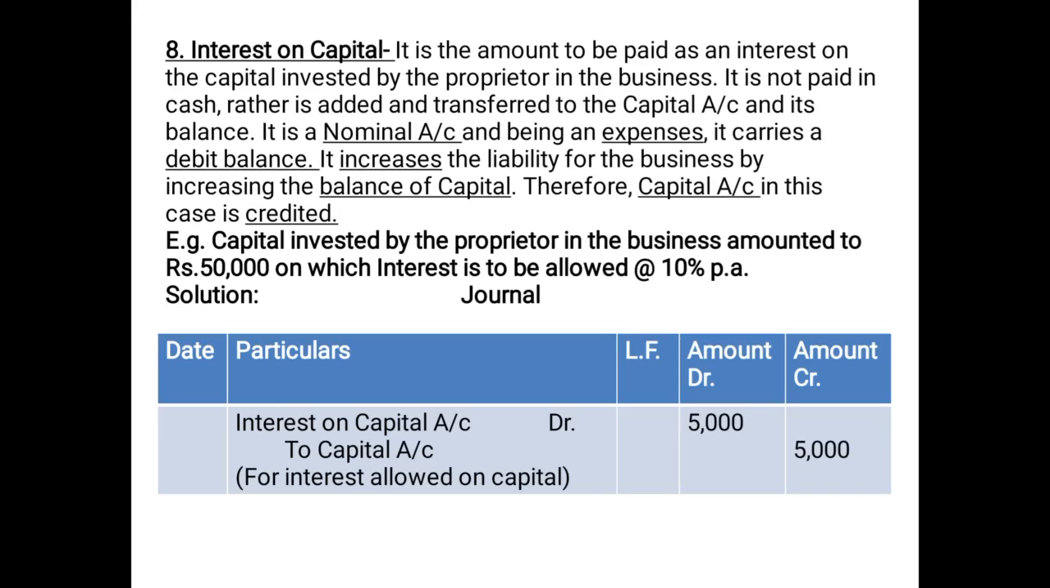Interest on capital account debited 5,000 to capital account 5,000. We have debited interest on capital because it is an expense, and we have credited capital account because this interest increases the balance of capital. That means it increases the liability. What can be the narration for interest allowed on capital?